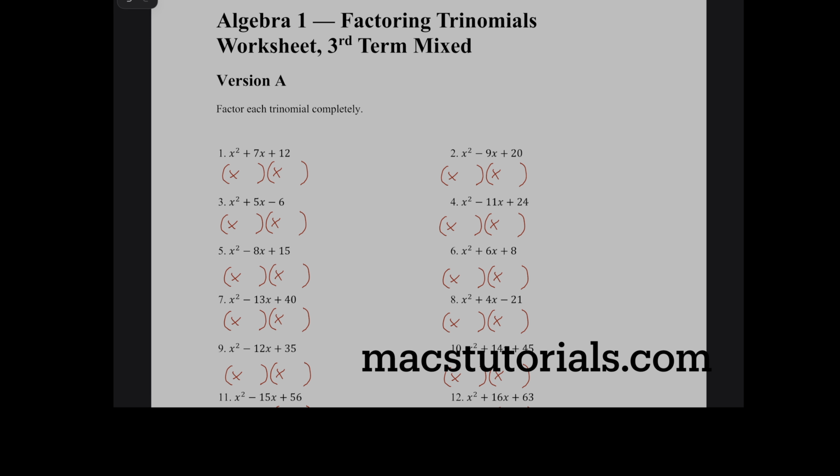Hey everybody, Mac here, and we're going to talk about factoring trinomials. That's when you get the x squared plus something x plus a number, or minus, or whatever, and we break it into the two parentheses.